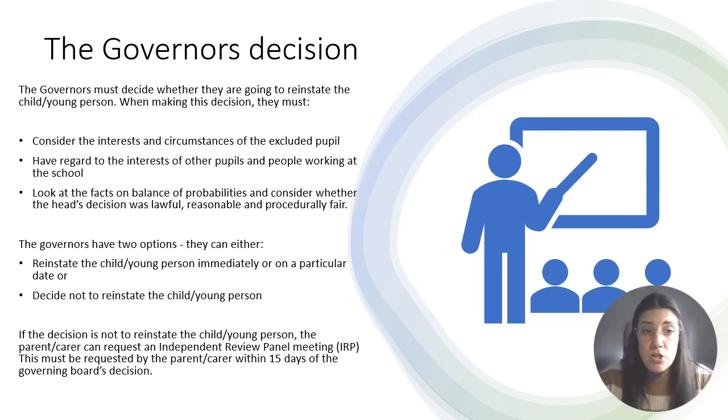If the decision is not to reinstate the child or young person, the parent or carer can then request what I spoke about earlier, the independent review panel, and this must be requested by the parent within 15 school days of that governing board's decision. So following the meeting, you will get a formal decision in a letter or email, often an email, and you have 15 school days from that point to then request an independent review panel meeting.